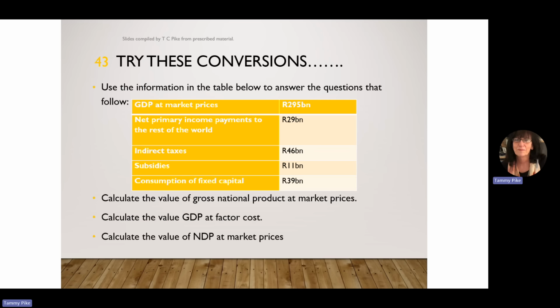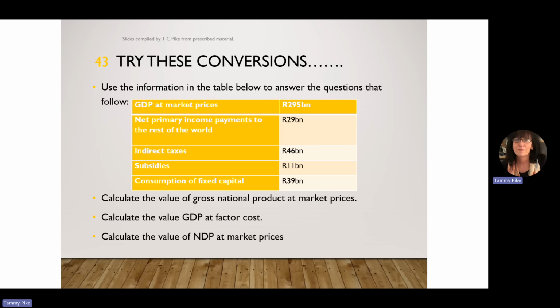And then a little bit of practice. So once again, I'm going to give you a moment or two to have a look at this, and then we'll go through each of them and see what calculation would be required in order to answer the questions that appear below the table. Alrighty, let's go see. First one, calculate the value of gross national product at market prices.